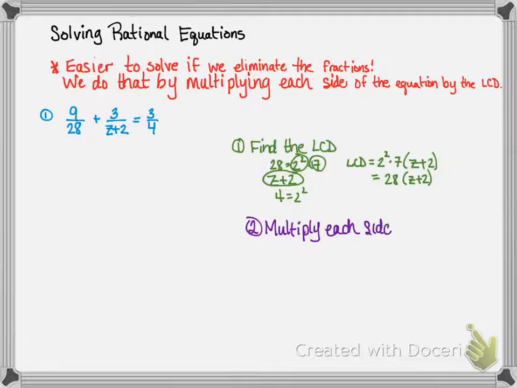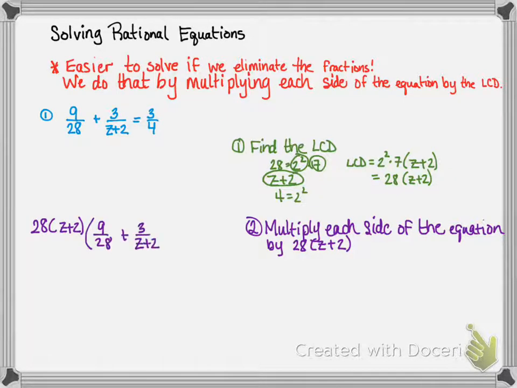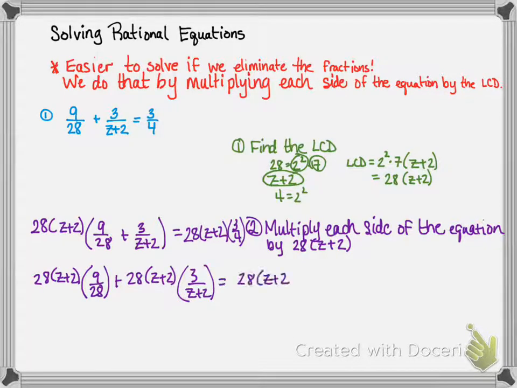Our next step is to multiply each side of the equation by our LCD, 28 times z plus 2. So 28 times z plus 2 times 9/28 plus 3 over z plus 2 equals 28 times z plus 2 times 3/4. I can distribute and get 28 times z plus 2 times 9/28 plus 28 times z plus 2 times 3 over z plus 2 equals 28 times z plus 2 times 3/4.